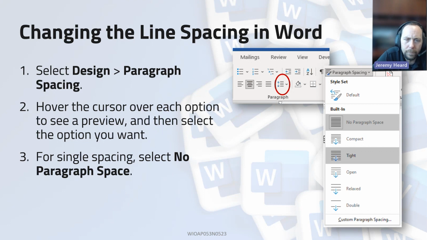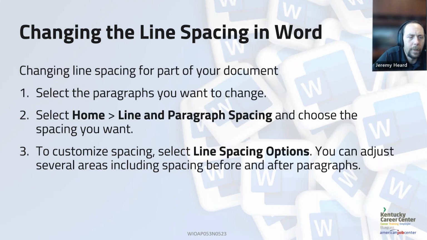If you want to, say, double space your document, or you can create tight spacing in order to save room on the page. So to do that, you would just go to Design and choose Paragraph Spacing, and you can hover over each of the options there on the right and choose which one you want. For just basic single spacing, you would just select No Paragraph Space. You can do line spacing for either the entire document, or you can do it for just a certain section of text on that document.